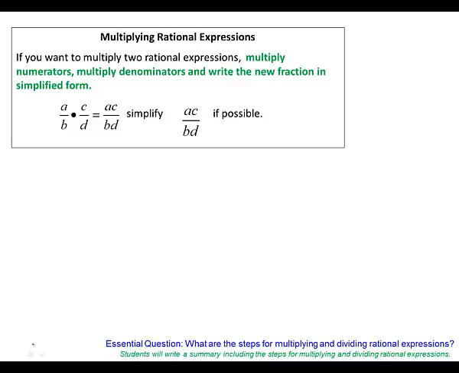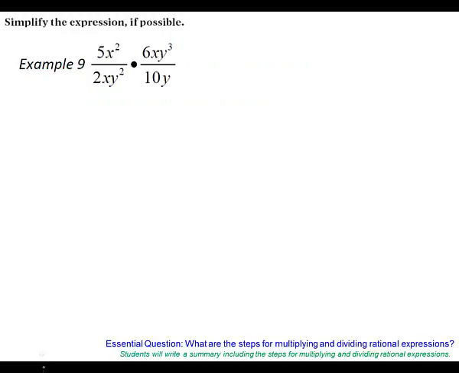Okay, so in order to multiply rational expressions, you multiply numerators, multiply denominators, and write the new fraction in simplified form. Okay? Basically, this is the same stuff we were doing before. Now, instead of having something we would factor, we have some monomials here. So we're going to cross out our x's maybe.